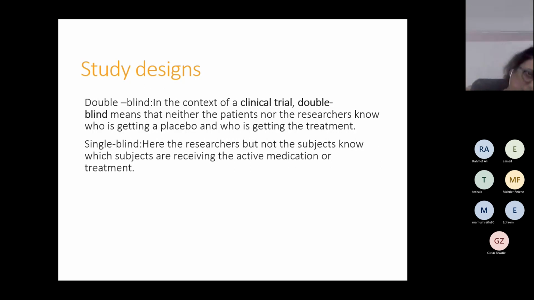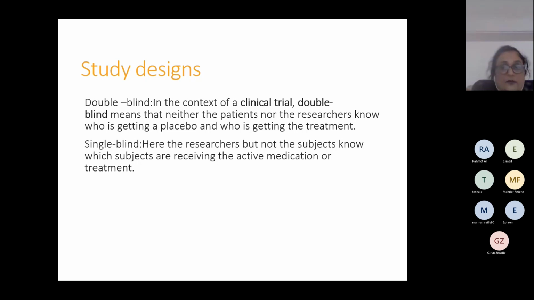So what do you mean by double blind? In the context of a clinical trial, double blind means that neither the patient nor the researcher knows who is getting placebo and who is getting the treatment. Here in the double blind, no one knows, neither the researcher nor the patient, which drug they are getting, or who is getting placebo and who is getting the drug. No one knows anything. So that is double blind.